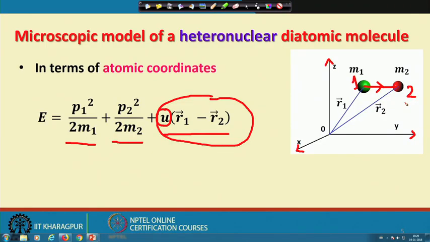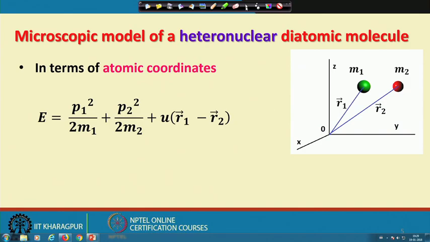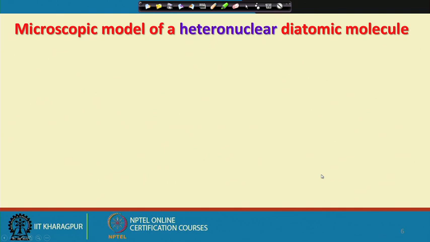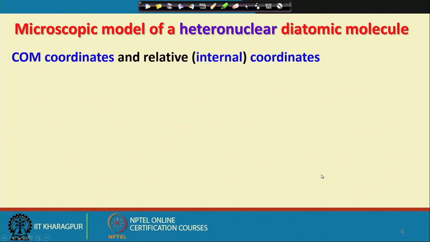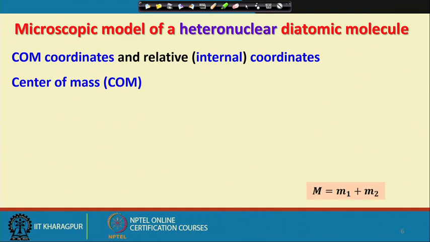So, let us go back and try some mathematical treatment to see if we can have a better separation of variables within this kind of formalism. So, this is what we are going to look for. We are going to look for the center of mass of this particular system and some relative or internal coordinates. So, let us first start by defining the center of mass.